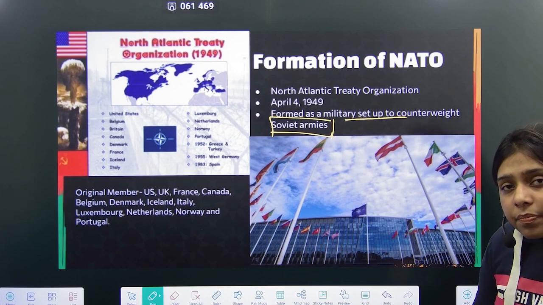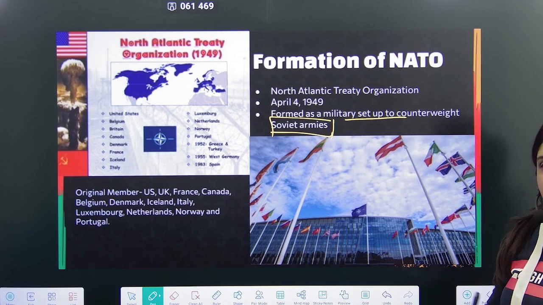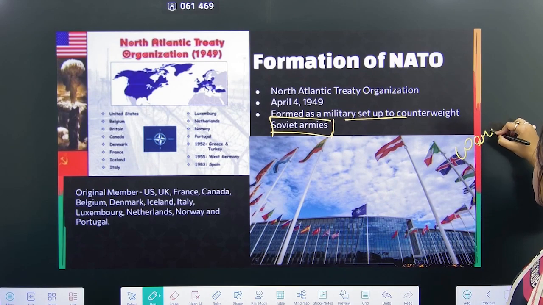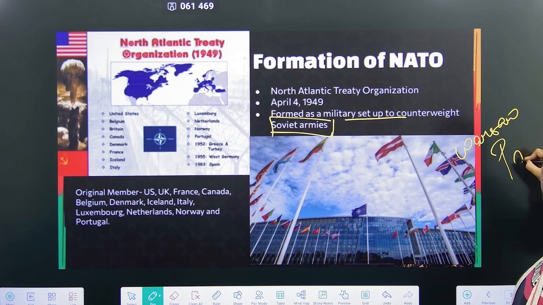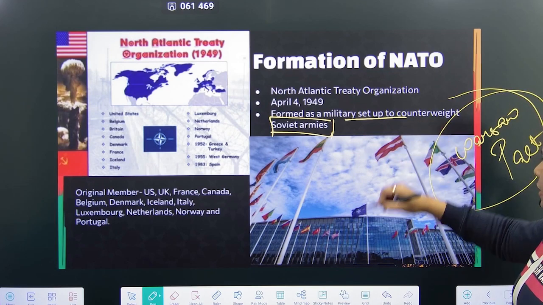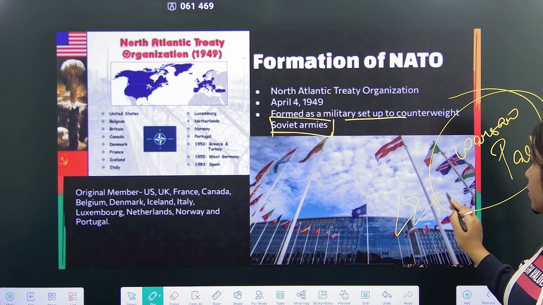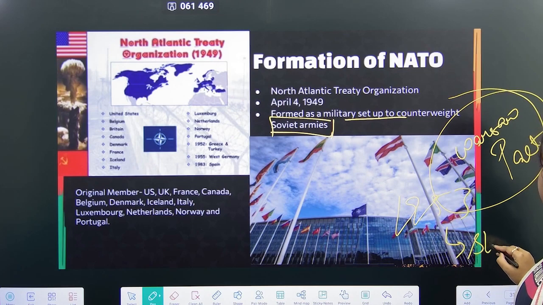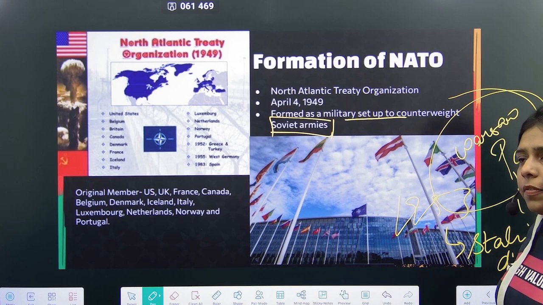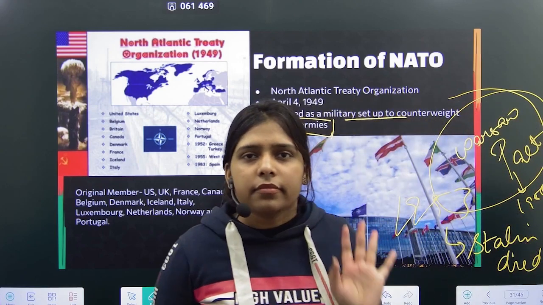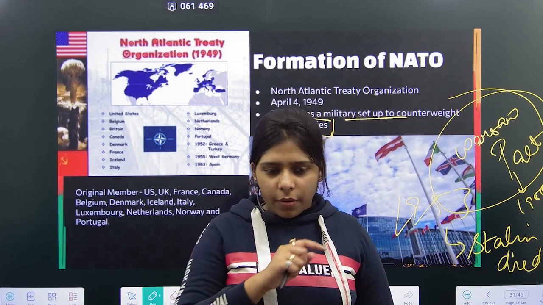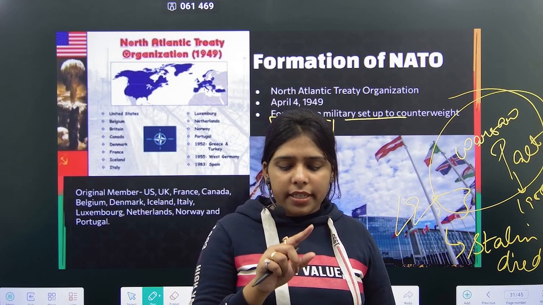Now, what came as a counterattack to NATO? Warsaw. But before this came, a lot of things happened. 1949, NATO. 1953, Stalin died. Warsaw was 1955. So in 53, Stalin had died. Tata bye bye. So now what? What was the stance? Change in leadership.